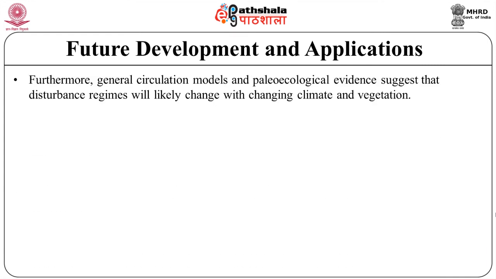Furthermore, general circulation models and paleoecological evidence suggest that disturbance regimes will likely change with changing climate and vegetation. Predictions of future greenhouse effects on the Earth's biota must take into account all these factors and recognize that future climate may not simply be warmer or drier, but entirely different across a continuum of spatial scales.